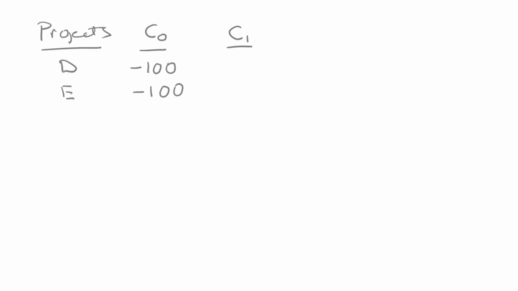At time one, project D pays $100, but project E pays $10. Then at time two, project D pays $10, and project E pays $10. And at time three, project D pays $10, but project E pays $120. Which of these projects is better? Well, that's going to depend on the discount rate.